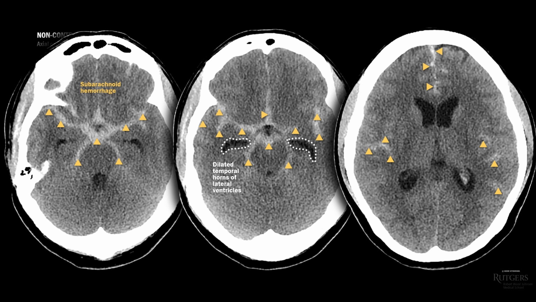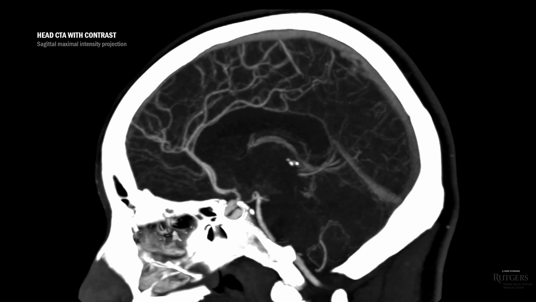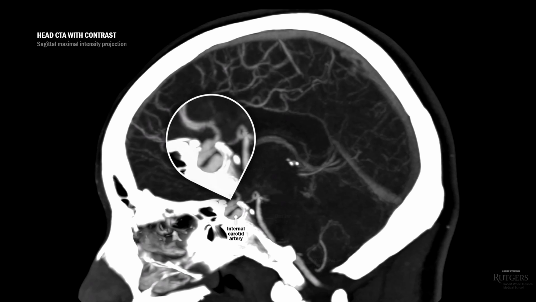The temporal horns of lateral ventricles are dilated, which is an early sign of hydrocephalus. CT angiogram of the head with contrast was also done. Here is a sagittal maximal intensity projection. Vertebral artery, basilar artery, internal carotid artery, anterior cerebral arteries. This patient has a right supraclinoid ICA aneurysm that likely ruptured and caused the hemorrhage.